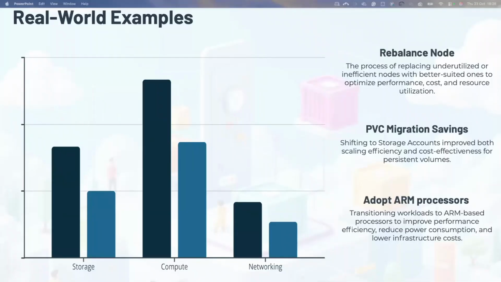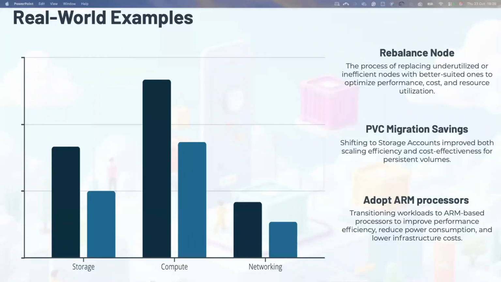And the second example that I have is the PVC migration savings. For one of our customers, we shifted from a PVC using a data disk to a PVC using a storage account file share, to be more specific. This change, again, improved the performance and reduced the cost by 20%.